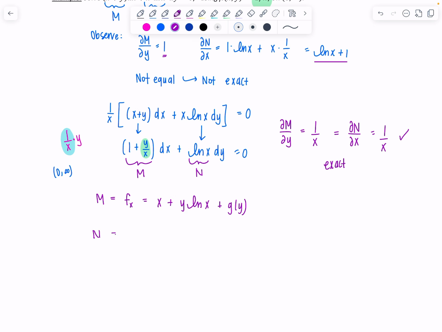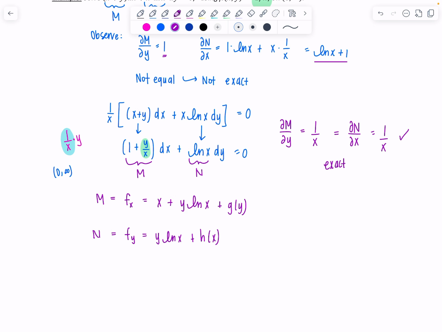So n is the partial derivative of f with respect to y. So take the antiderivative with respect to y. Well, this is just a constant. So slap a y on it, y times ln of x. Plus, I could potentially have some function just of x, h of x.